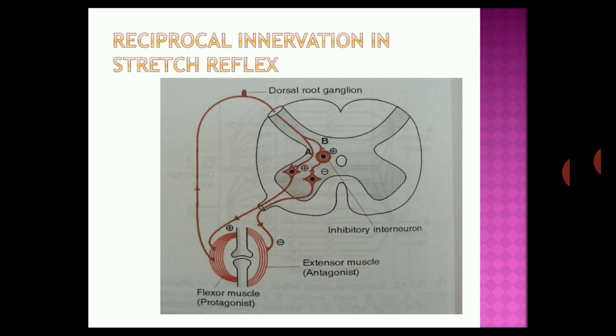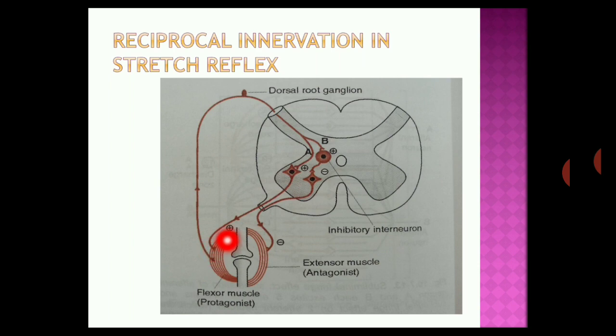Now reciprocal innervation in stretch reflex. In this figure you can see this is spinal cord, gray matter, and this is white matter. Now dorsal horn and ventral horn. And in ventral horn there is an alpha motor neuron and inhibitory interneuron. Now here this is flexor group of muscle and this is extensor group of muscle. Now what is reciprocal innervation in stretch reflex? So first we should know stretch reflex.